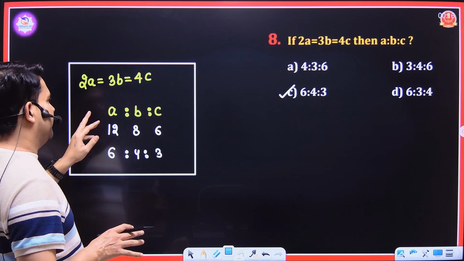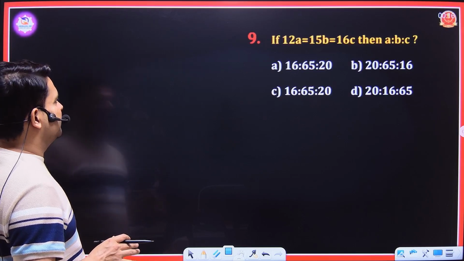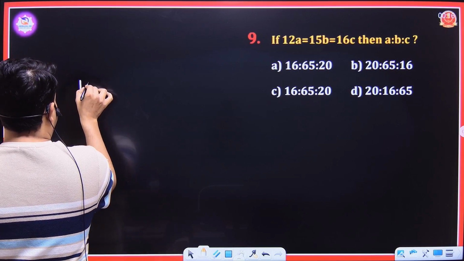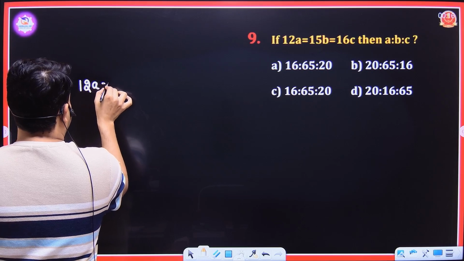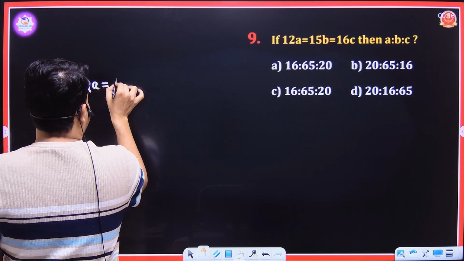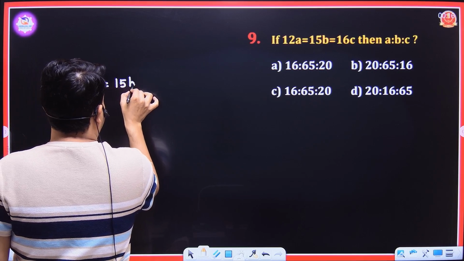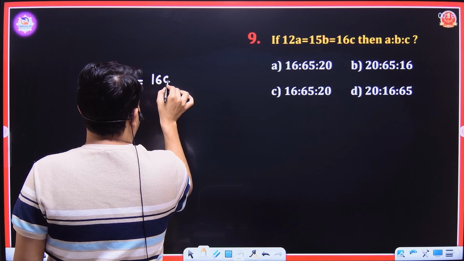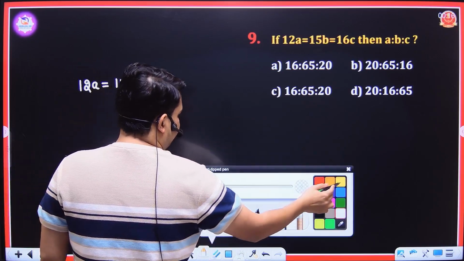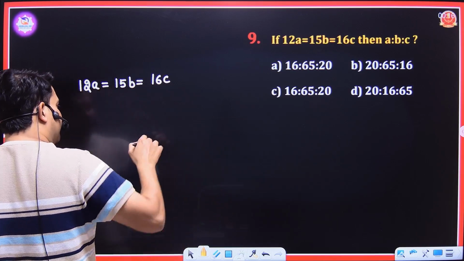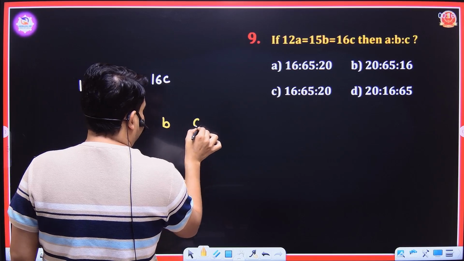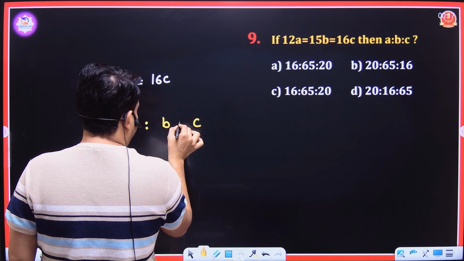If I play hide and seek, then I will get my answer. Here what I have: 12 times A is equal to 15 times B is equal to 16 times C. I will tell you a method to write A ratio B ratio C more precisely.